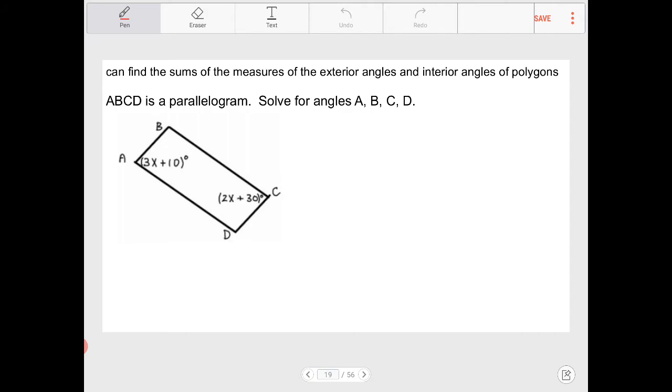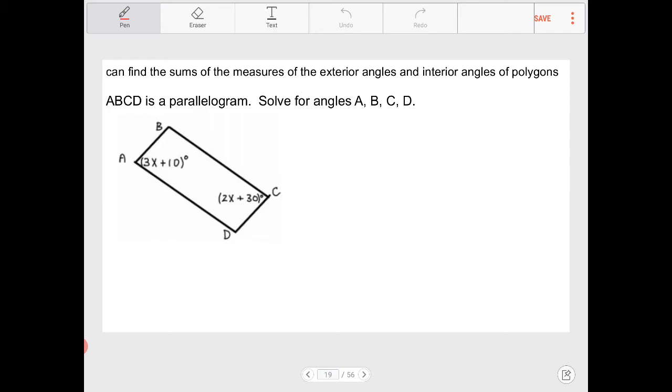All right, let's take a look at the next one here. Again, we need to solve for angles A, B, C, and D. Looking at this, I'm going to have you pause the video and see if you can solve this on your own. Hopefully you had some time to think about this. Angle A and angle C should be congruent because those are opposite angles, and opposite angles in a parallelogram are congruent.